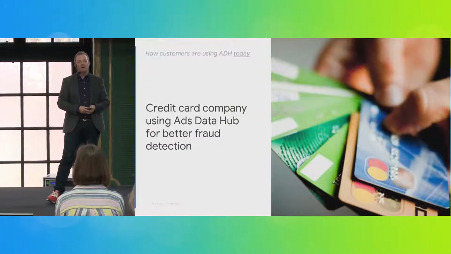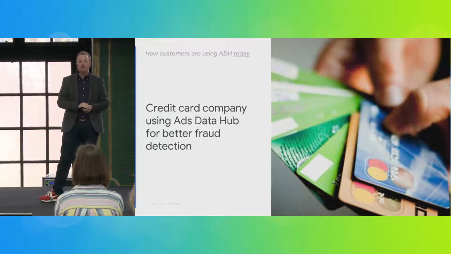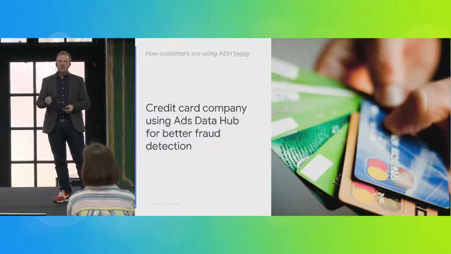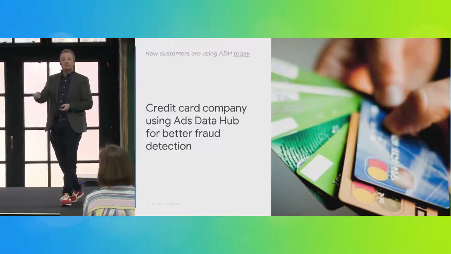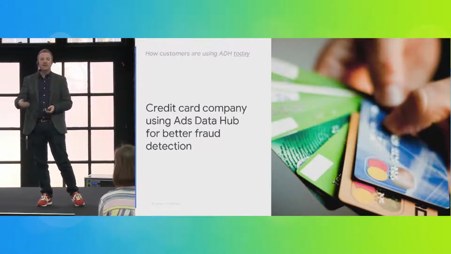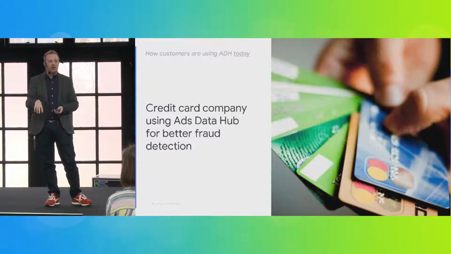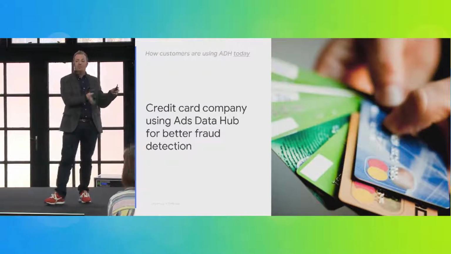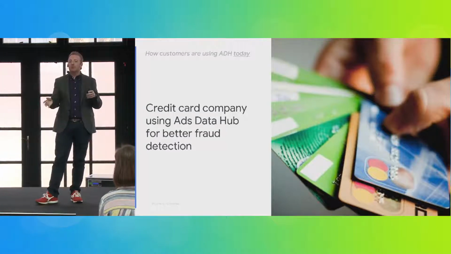We have a credit card company as well doing something even different. So they're looking at doing better fraud detection through Ads Data Hub. And the way they're doing this is by looking at the first-party data signals that they have. So they know what happens when you fill in your credit card application. They can then take that first-party data and look at the journey that happened before to start noticing trends.